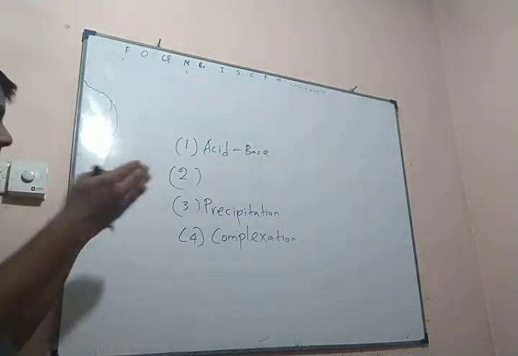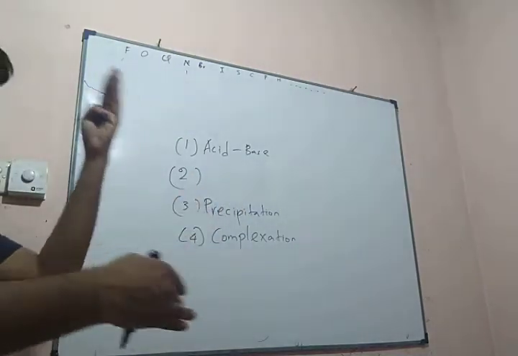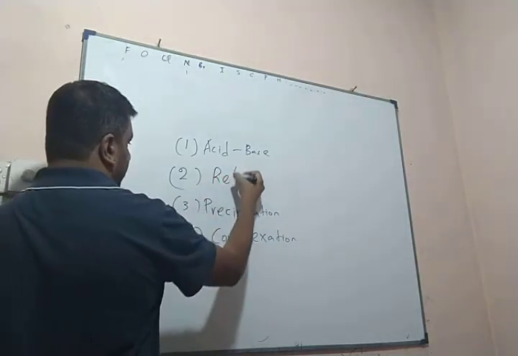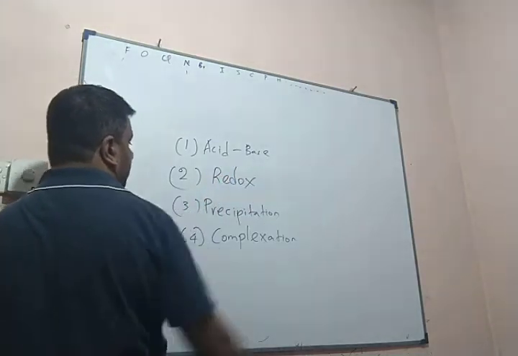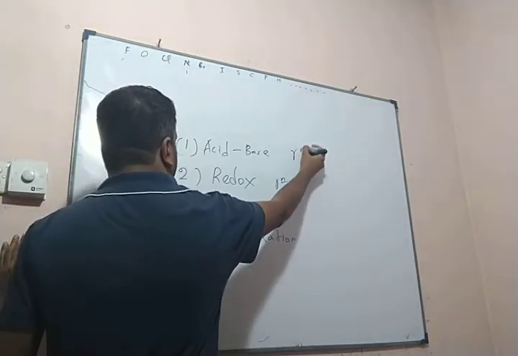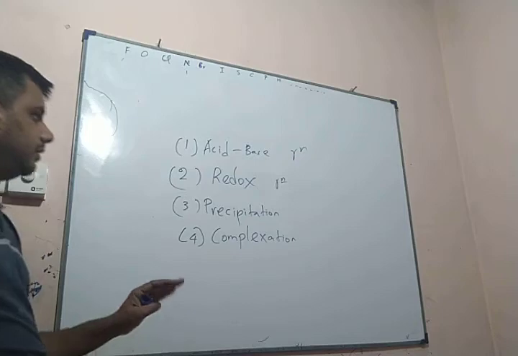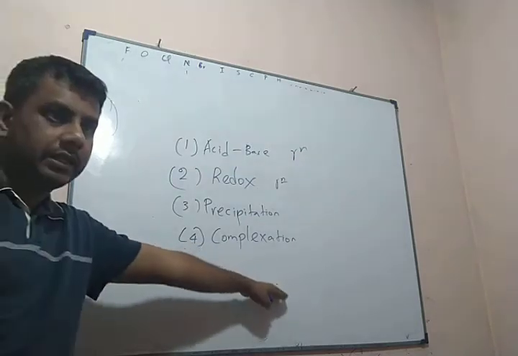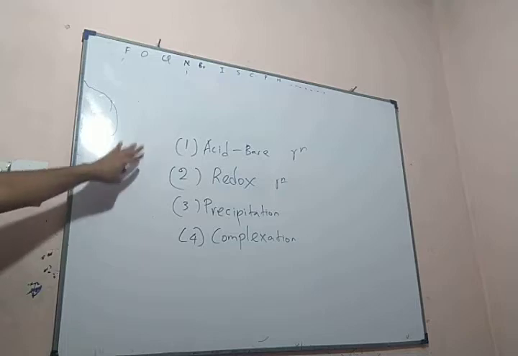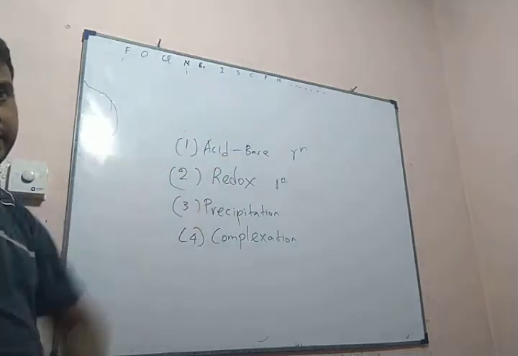You can combine the words oxidation and reduction, that means reduction and oxidation, as redox reaction. So: acid-base reaction, precipitation reaction, redox reaction, complexation reaction. Now we are going to be interested in redox reaction.